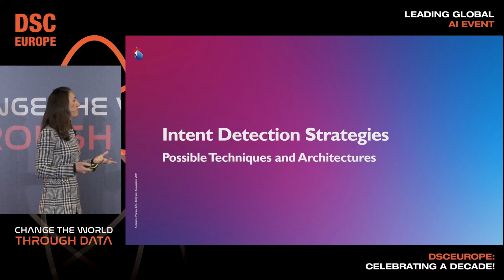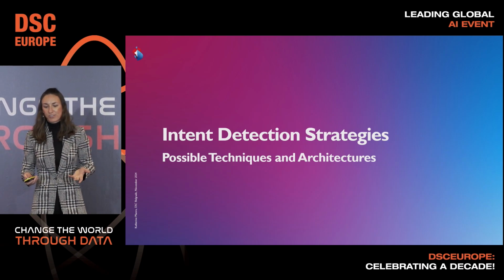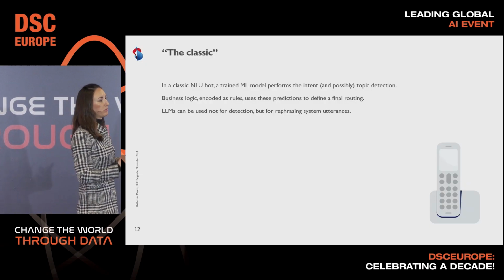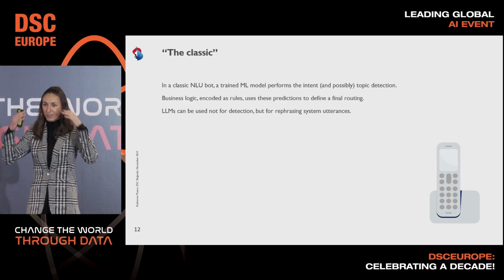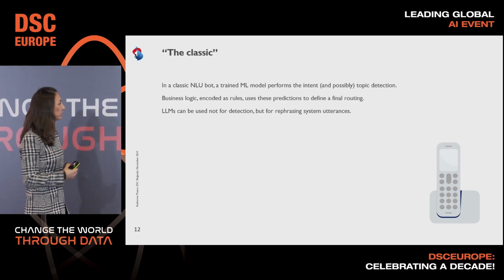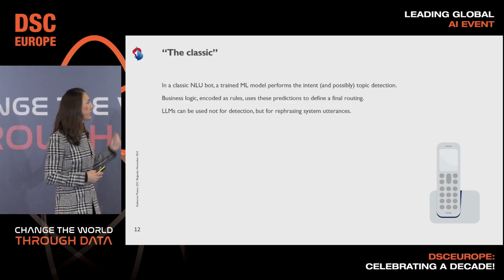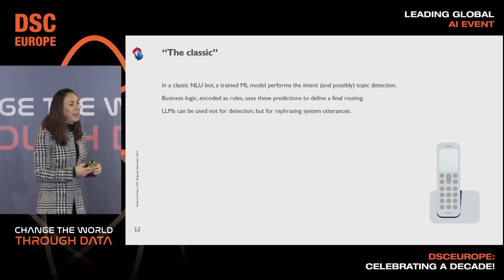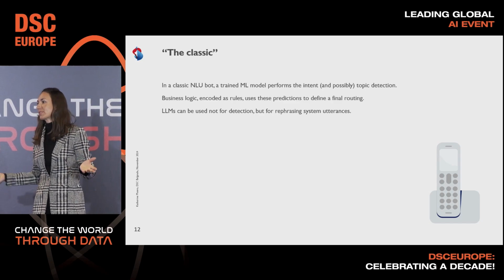So now I'll look at some possible techniques and architectures. These are not necessarily all things that we've tried, but these are things that we've researched that we have in our heads as potential avenues to go. And I've given them all hopefully memorable names. The first one I'm just going to call the classic. And this is the status quo for most companies like mine.